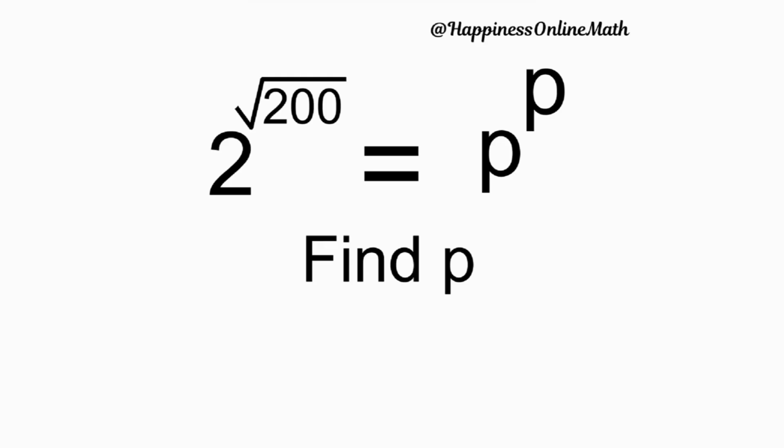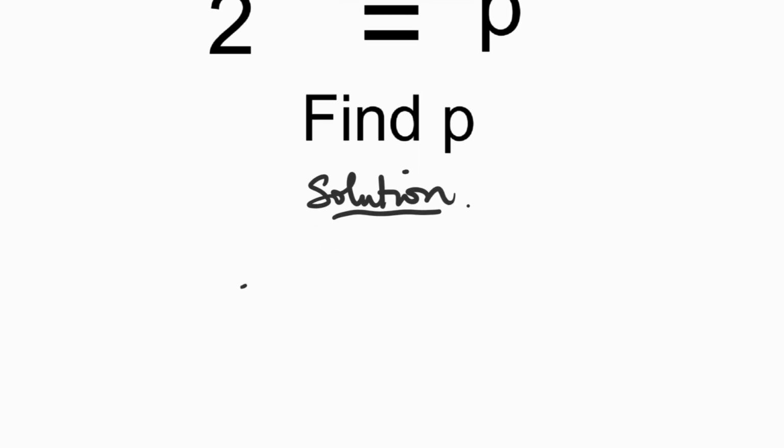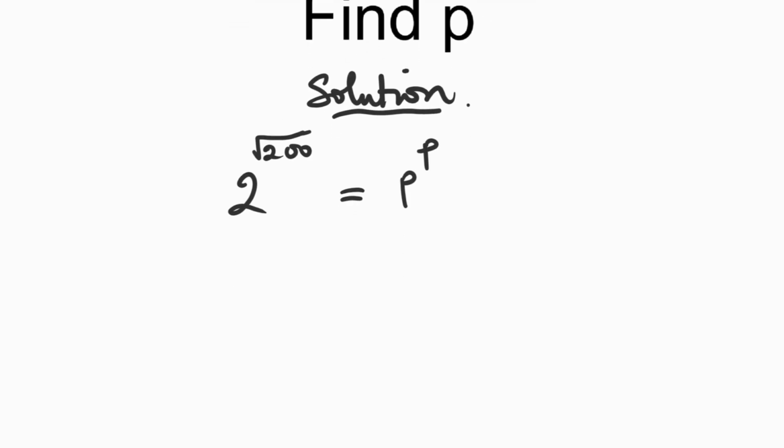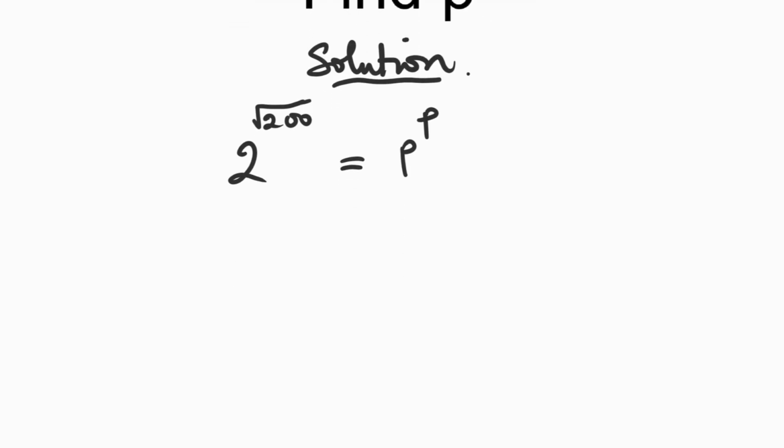We have that 2 raised to the power the square root of 200 is equal to p raised to the power p, and we're asked to find the value of p. Let us proceed with the solution to this question. We have that 2 raised to the power the square root of 200 is equal to p raised to the power p, and now we're asked to find the value of p.